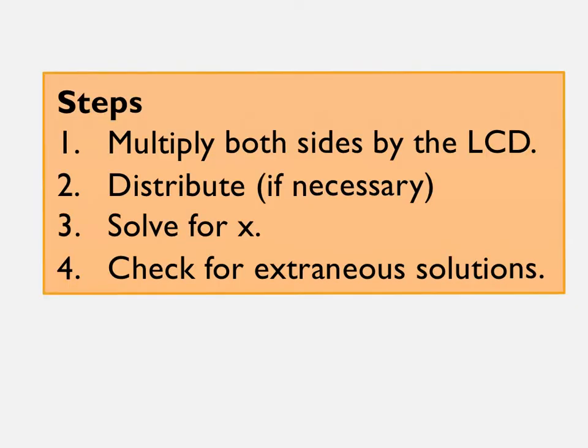Okay, so these are the steps that we are going to follow. The first thing, notice we will multiply both sides by the lowest common denominator. We will then distribute if necessary, as we did in our simple example. Then we will solve the equation for x. And last but not least, we'll double check for extraneous solutions. So those are our 4 steps.